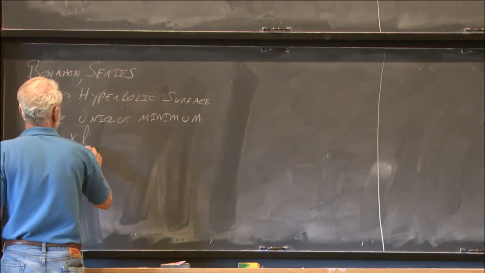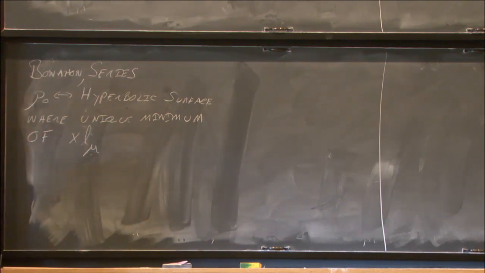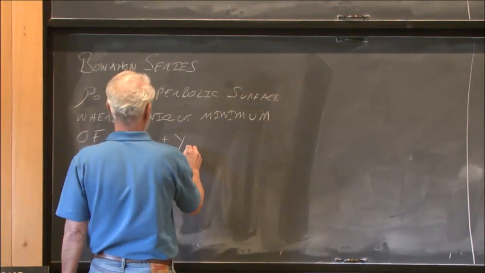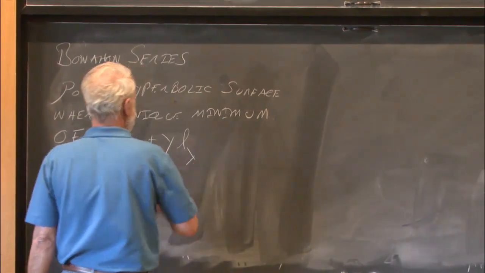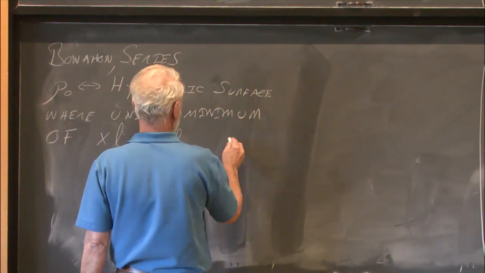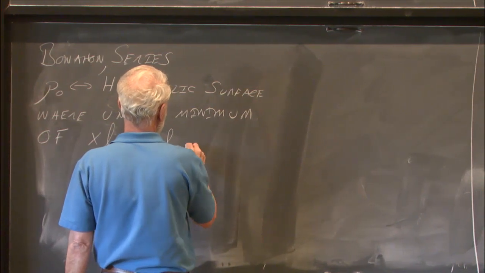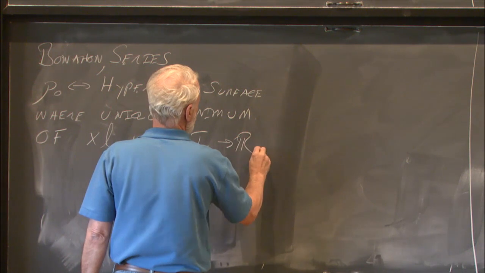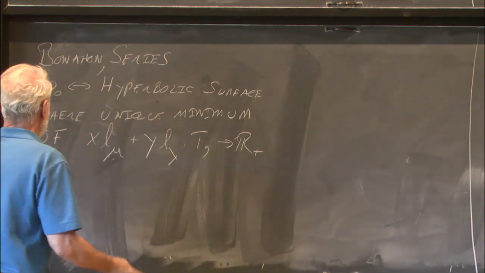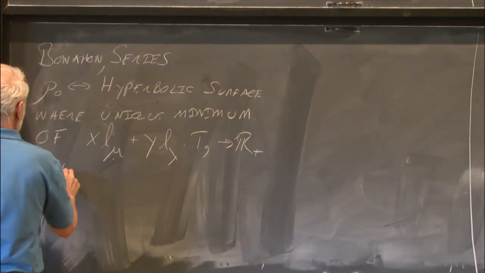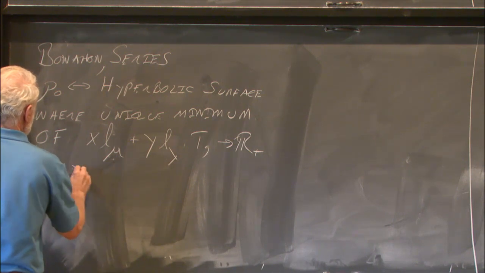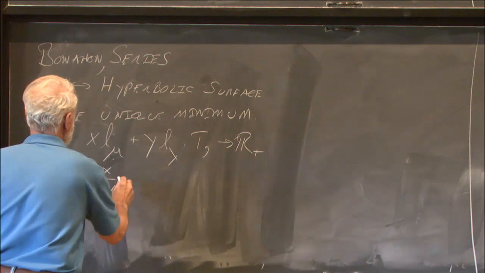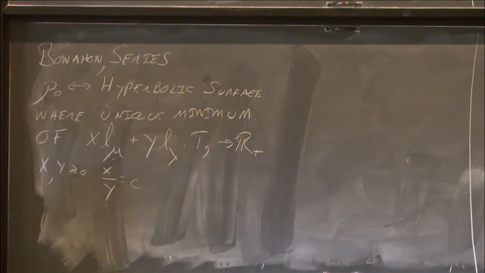So actually weighted. So you can take the length of mu, weighted by some positive number x, plus the length of lambda, weighted by y. So this is now a function from Teichmuller space to the positive reals here. And again, we want x and y positive, such that x over y is equal to c over here.